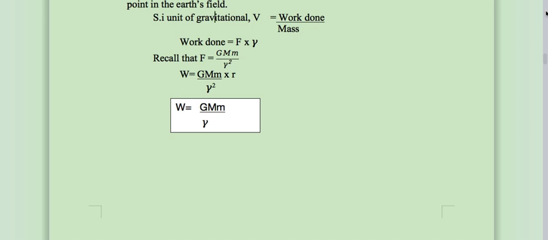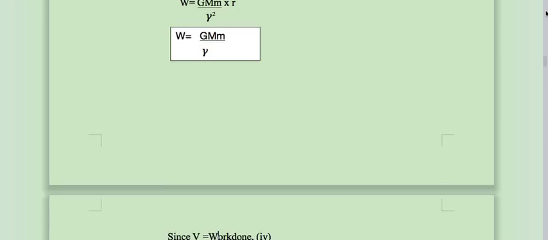Recall that Isaac Newton's law of universal gravitation is F equals G, capital M, small m, all over R squared. Therefore, if I substitute this universal gravitational law into the work done above, I will have that my work done, which is W, equals capital G, capital M, small m, all over R squared times my distance R. My R squared will be cancelled by one of the R above. So I'm left with what? Work done equals what? Capital G, capital M, small m, all over R, which is my distance.